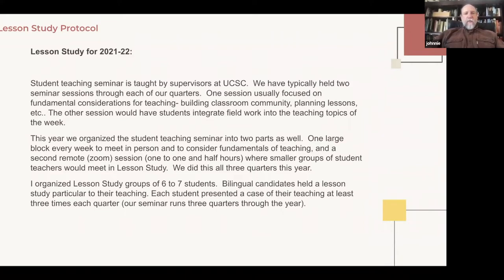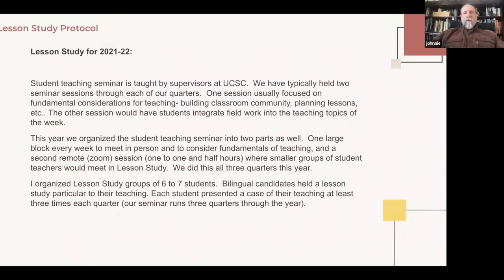So this year, we worked to organize a student teaching seminar into two parts as well. One large block every week for about 2 hours would cover considerations of the fundamentals of teaching. And the second was on Zoom, remote. I chose to do Zoom even though we didn't have to, just for convenience for the student teachers, to make it less impactful in terms of time, et cetera, because they have so much to do.